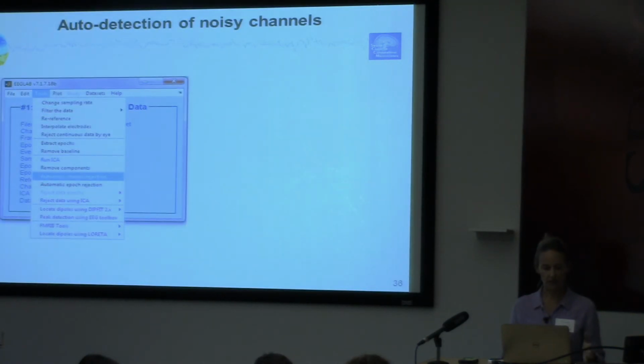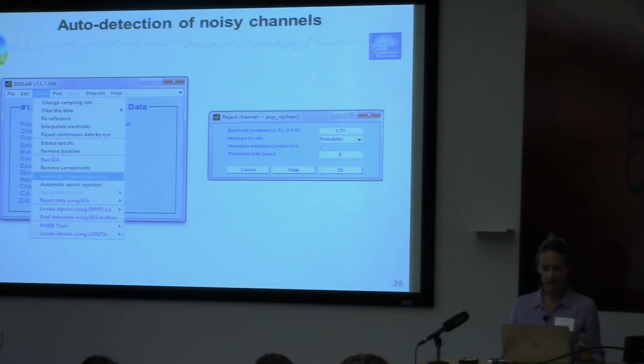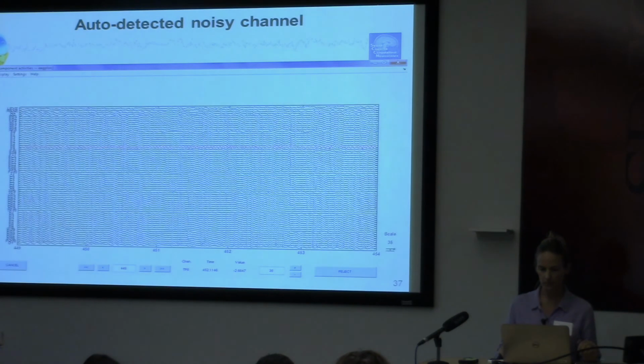We also have an automatic channel rejection function, and here you can tell it which channels to look over and which measure to use. So probability is a pretty good one. And the threshold is a standard deviation value, so you're looking for channels that are, again, just different from all of the other channels. So this is what it looks like when it chooses the bad channel. It just highlights it in red for you.